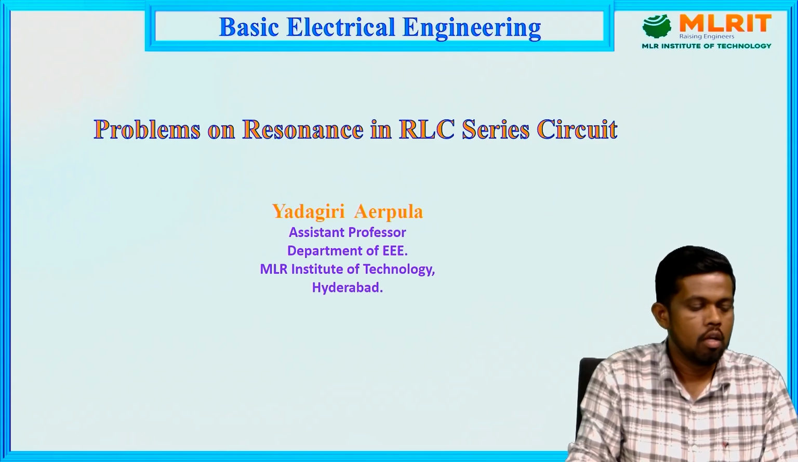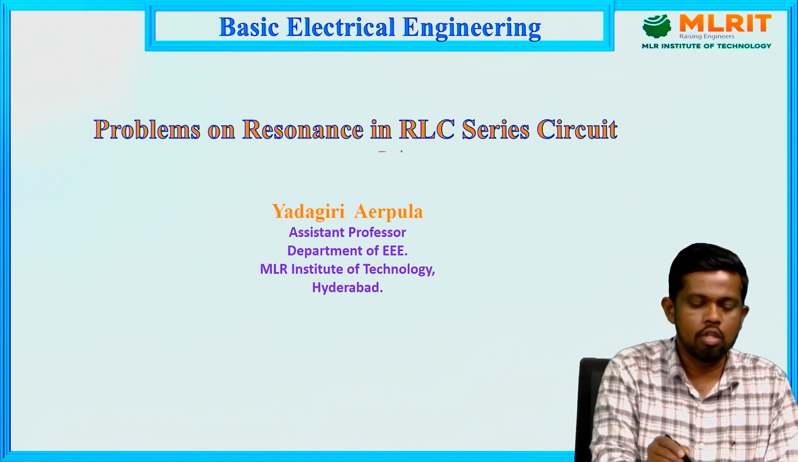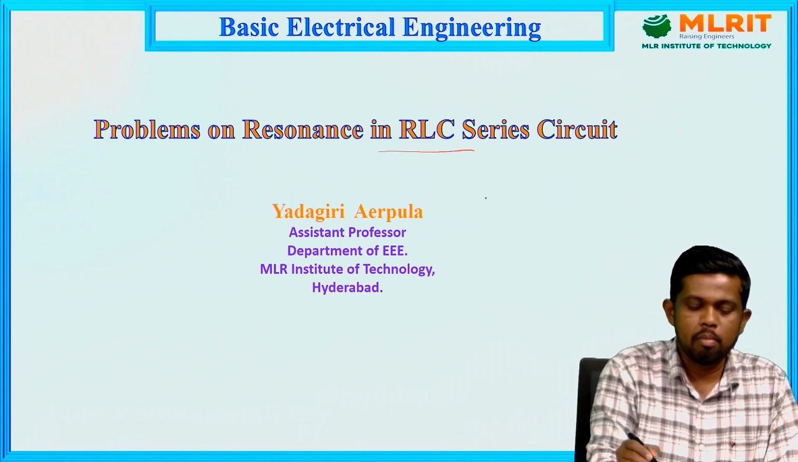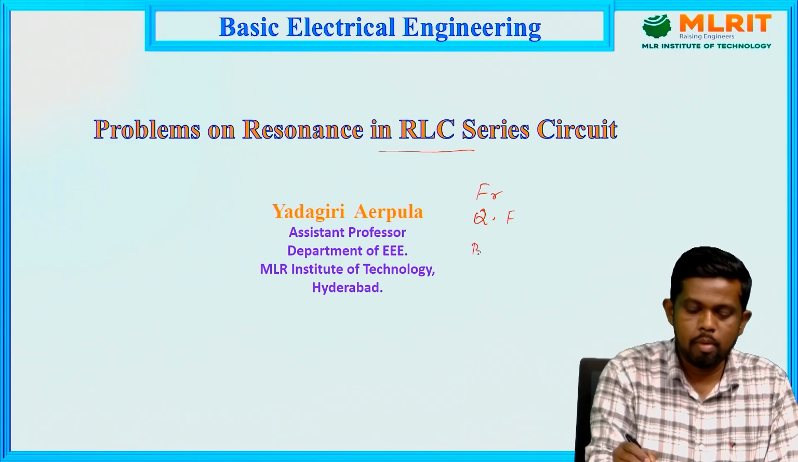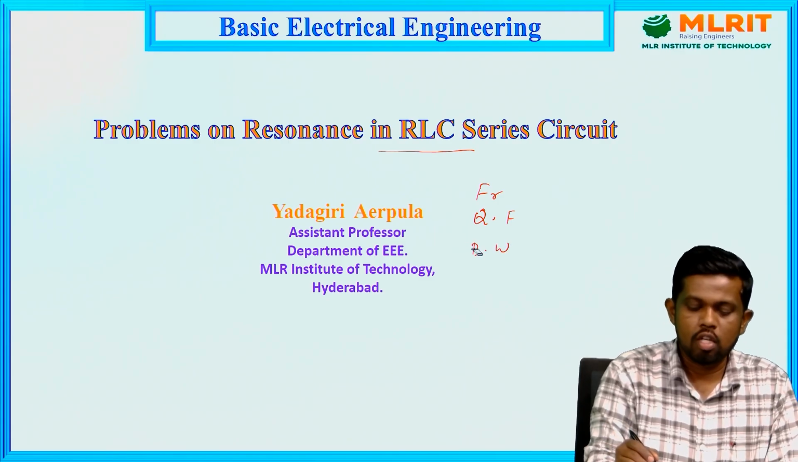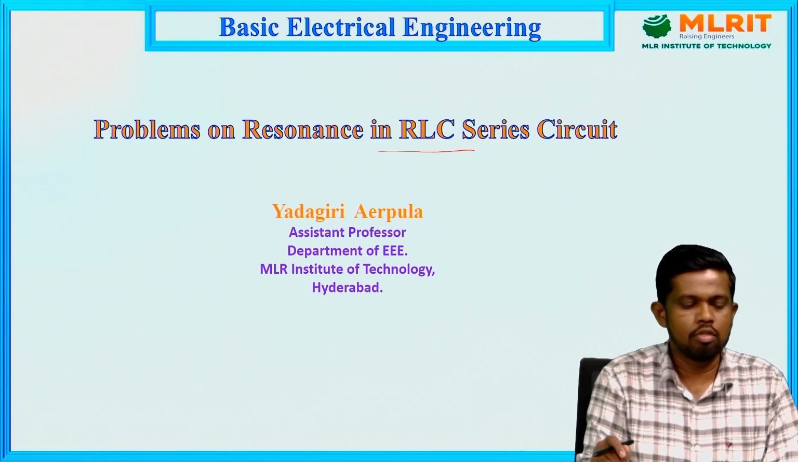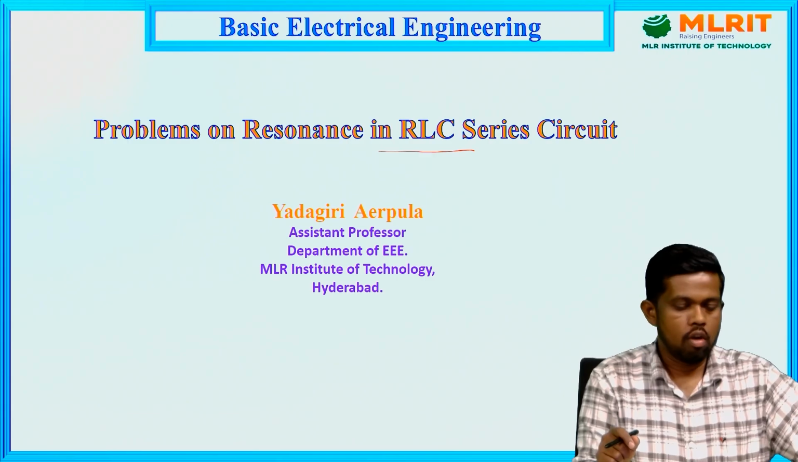In the last session, we discussed how the resonance condition occurs in the RLC series circuit. After that, we determined the resonant frequency value and the quality factor of the RLC series circuit, and based on that, we also determined the bandwidth of the RLC series circuit. So these are the things we discussed in the last session. In this session, we are going to discuss problems based on resonance in the RLC series circuit. So now let's begin the session.